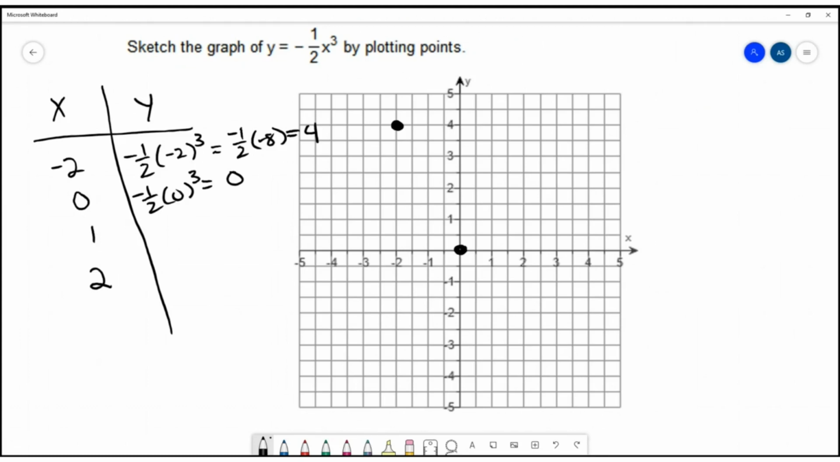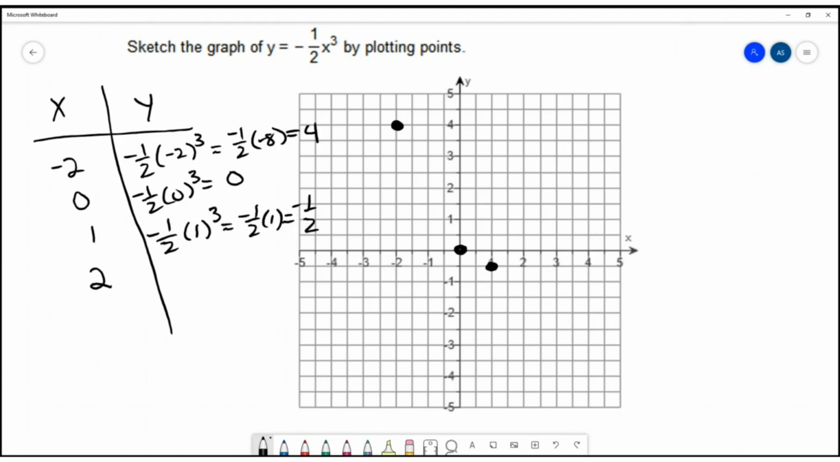For the next one, I substitute a 1. That's negative 1/2 times 1 cubed. Applying the cube first, 1 cubed is 1. Negative 1/2 times 1 is negative 1/2. So I'll plot 1 and negative 1/2.